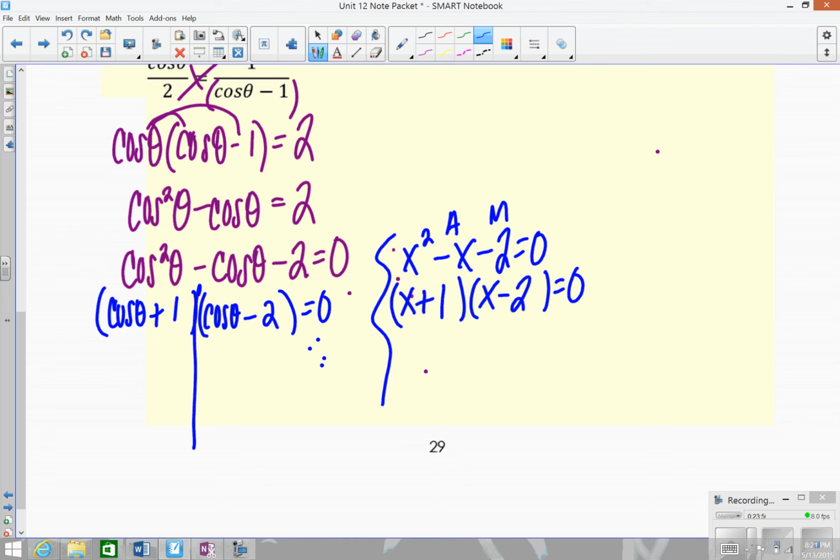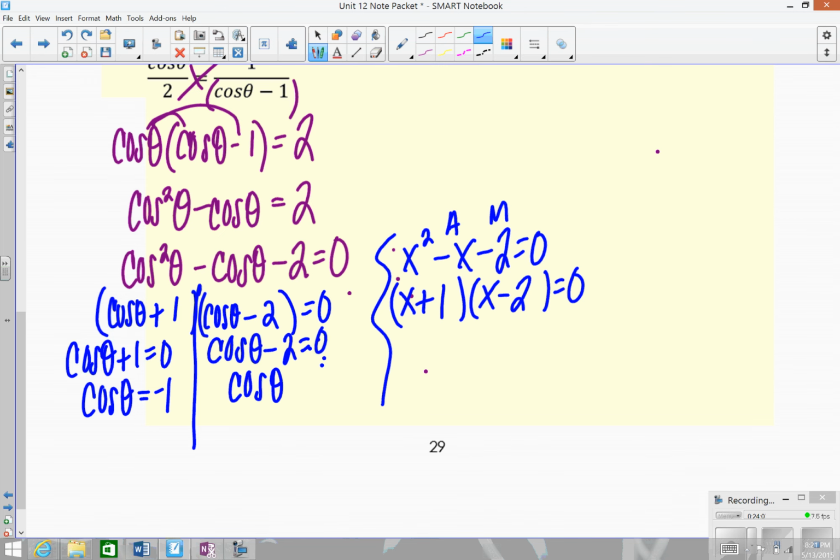And then you can split it, because now it's 2 things being multiplied to equal 0. That means one of them has to equal 0, so you split it and set each piece equal to 0 to solve. Subtract the 1, so we get cosine theta equals -1. Over here, we're going to add the 2, so we get cosine theta equals 2.